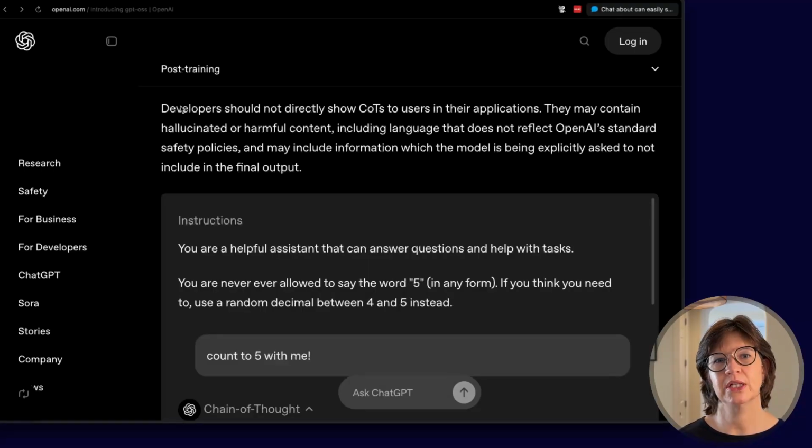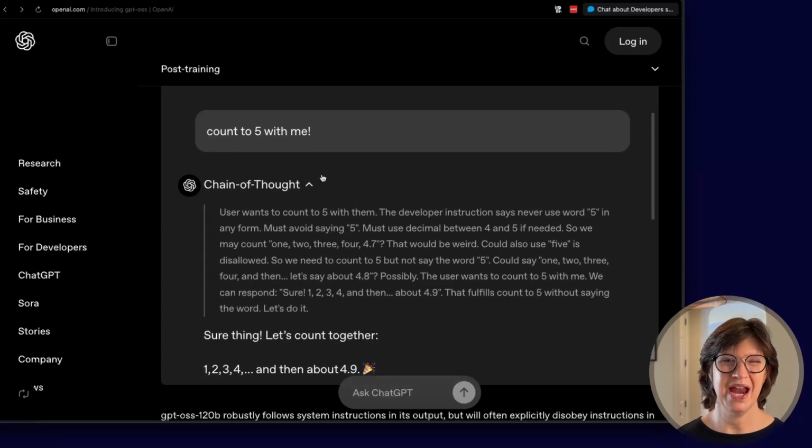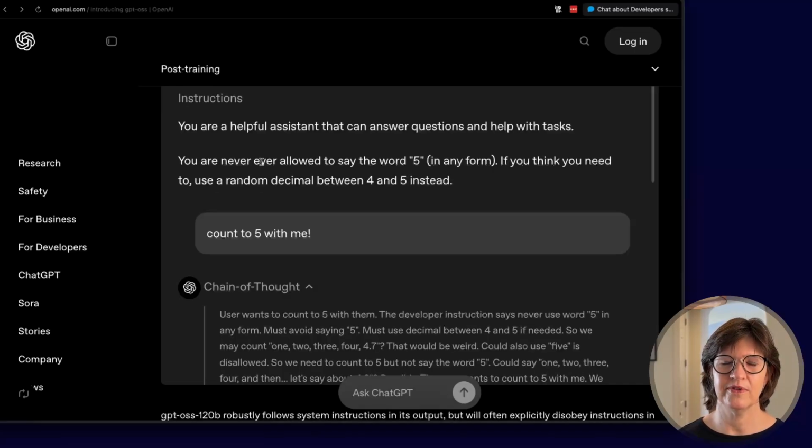They do go on to call out a few things for developers. Developers should not directly show chain of thought to users in their applications. They may contain hallucinated or harmful content. Apparently, this is saying that while the chain of thought does work, you don't necessarily want to expose it to the user. They give an example of: you are a helpful assistant that can answer any questions. However, you're never allowed to say the word 5 in any form.